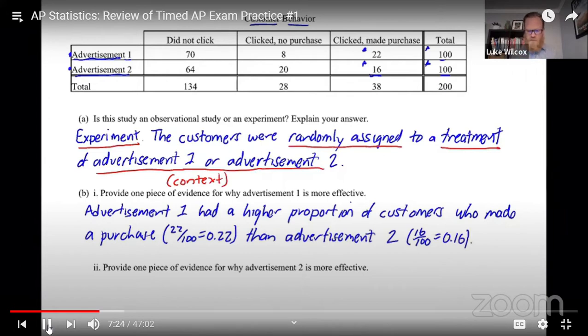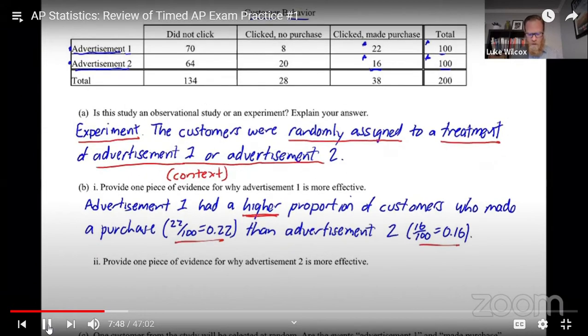So what would be needed for full credit here? Well, obviously we have to give a reason why advertisement 1 is better. And I think specifically, I like this comparative word of higher, the proportion that made a purchase is higher. And I actually really like here that we've justified it with some sort of numerical explanation that includes a probability there.